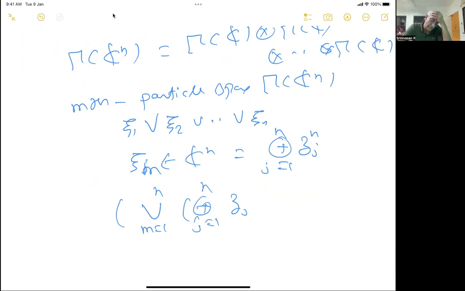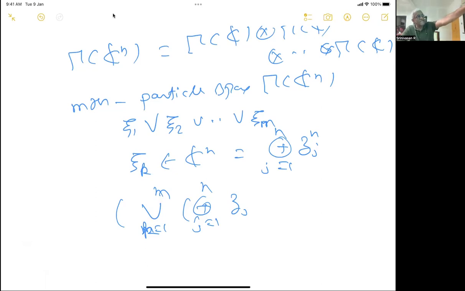Oh, the mth particle space is already there. So this should be k. I'm sorry. k equal to 1 to m. I'm sorry, this is m. So there is a value.